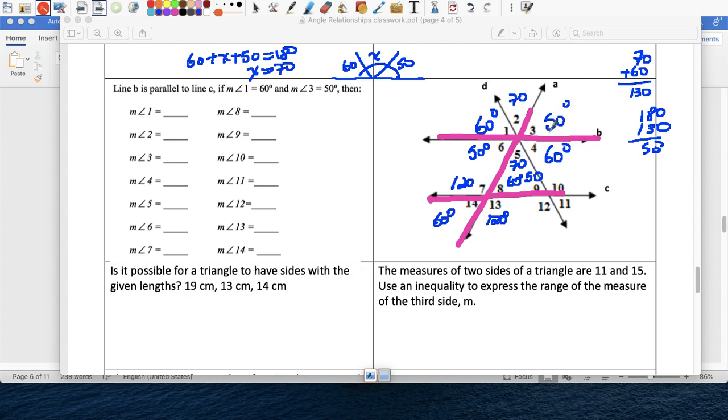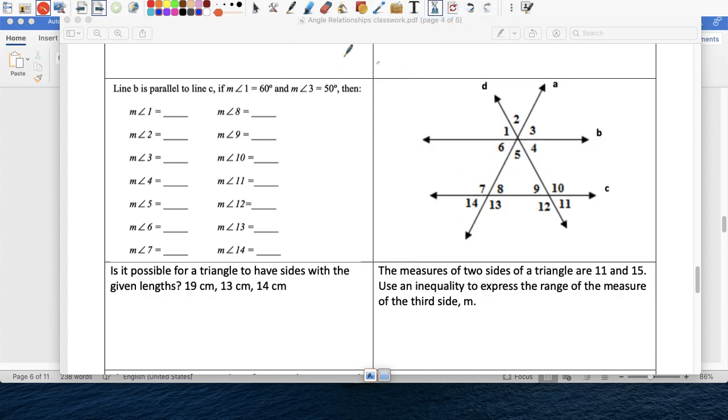Hang on a second. I did something wrong. Sorry, apologies. Let's start again. Angle 1 is 60, which makes angle 4 60. Angle 3 is 50. No, that was okay. I'll do it again.